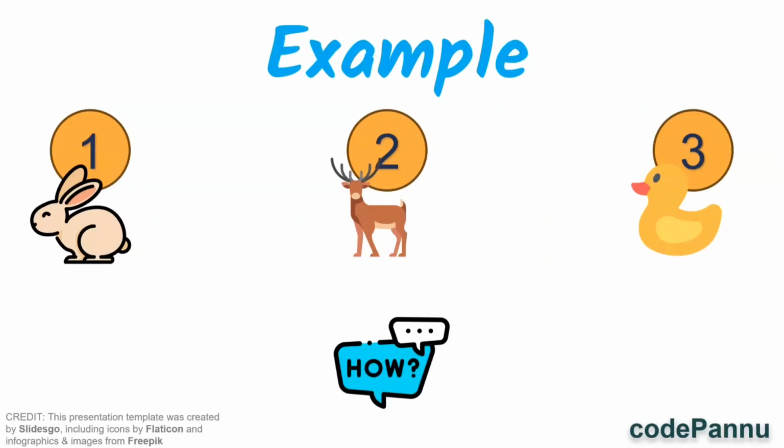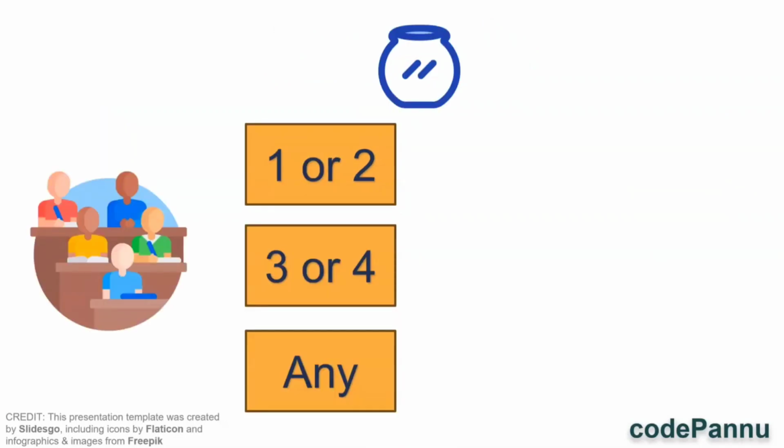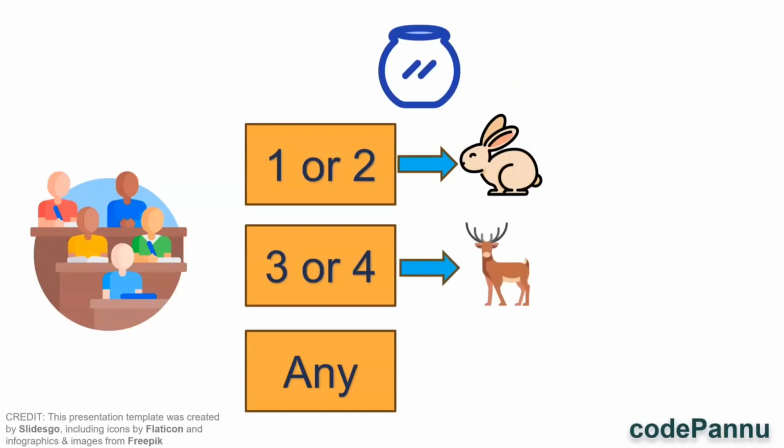Now, how do we select the students for the 3 houses? We are going to ask all the students to pick one number each. If the student picks number 1 or 2, then he goes to house rabbit. If the student picks number 3 or 4, then he goes to house deer. If the student picks any other number, he goes to house duck.